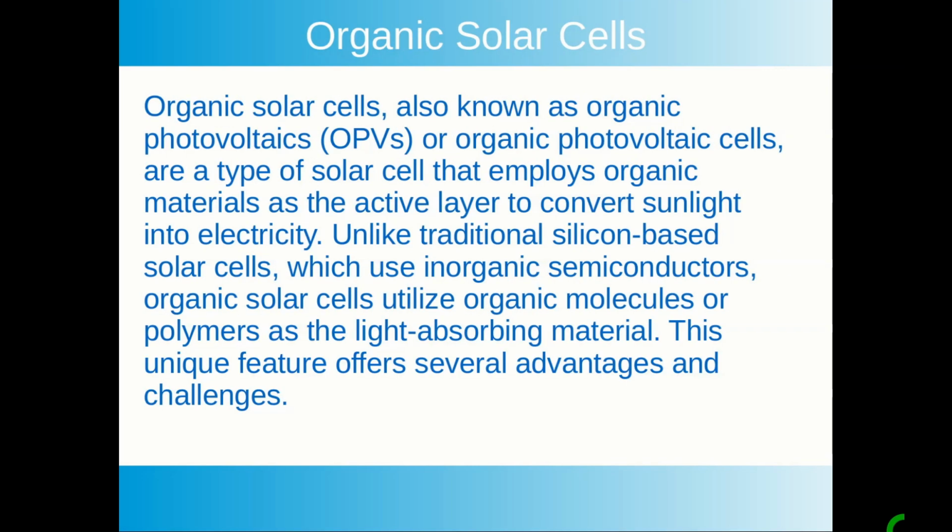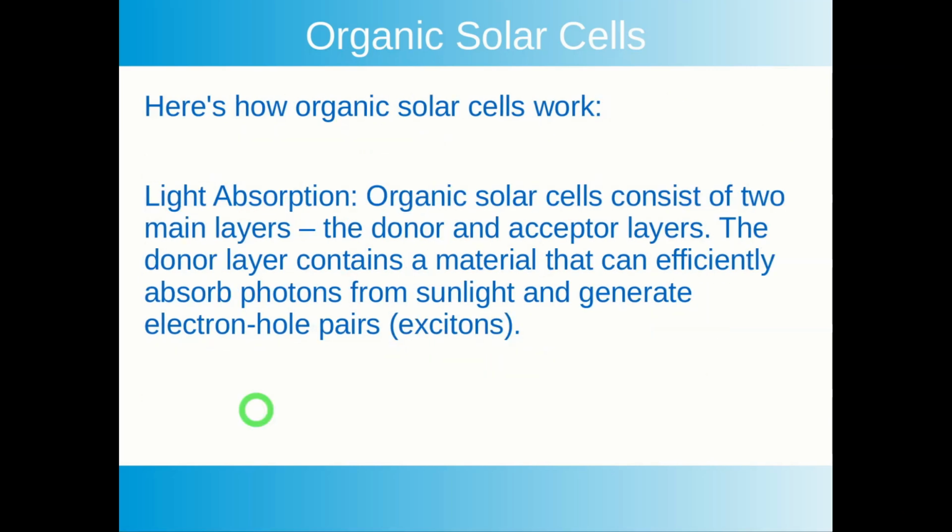Organic solar cells use organic materials as the active layer to convert sunlight into electricity. The silicon-based solar cells use inorganic semiconductors to convert light into electricity. Organic solar cells have two layers. One is called the donor layer and the other one is the acceptor layer. The donor layer contains a material that can efficiently absorb the photons and generate electron-hole pairs, also called excitons.